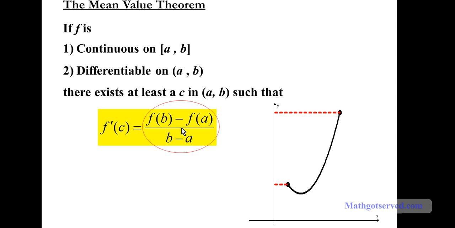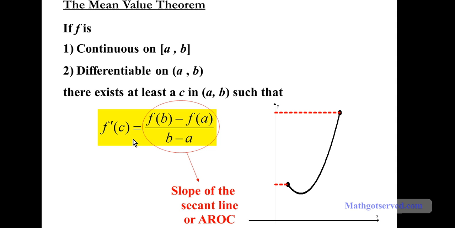The right side of the equation of the mean value theorem, f of b minus f of a over b minus a, can be viewed as the slope of the secant line through a and b. Or it can be viewed as the average rate of change on the interval [a, b]. So that's the graphical significance of the right side.